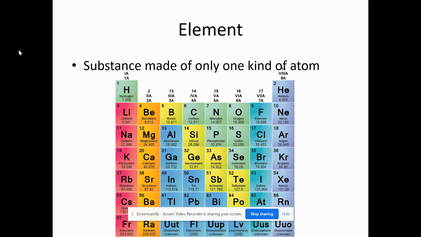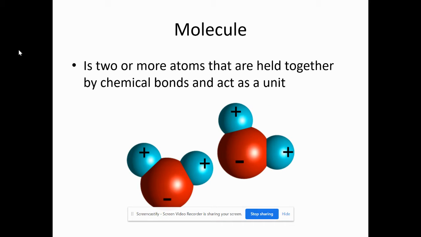An element is a substance that's made of only one type of atom. Here you get a little snippet of the periodic table, which we're going to start working with this chapter. A molecule is 2 or more atoms that are held together by chemical bonds and act as a unit. If you look at the photo here, these are molecules of water. They include 2 hydrogens, represented by the blue circles, and 1 oxygen, represented by the red.